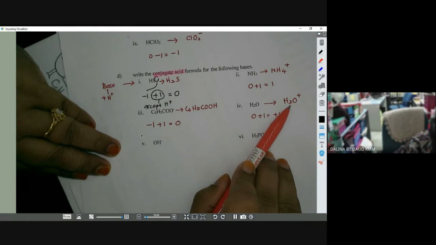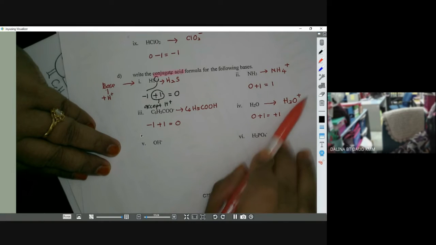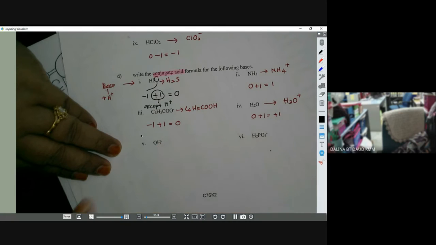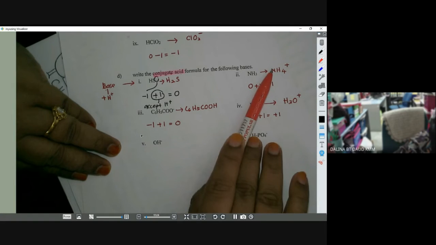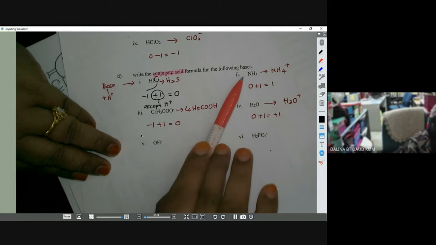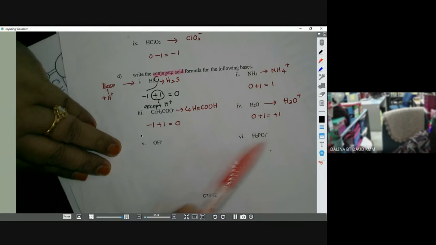Acid dah, acid. Conjugate tu maksudnya produk tu. Dia dah jadi produk, asal dia daripada ni. So this is acid. This is base. Kenapa panggil conjugate tu? Sebab dia datang pada sini. Produk dia kita panggil conjugate. Tapi ini base lah. Ini base.